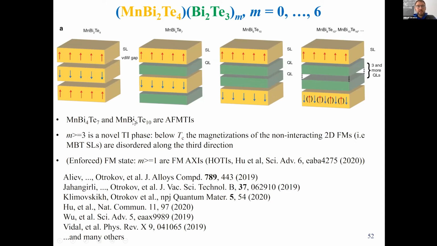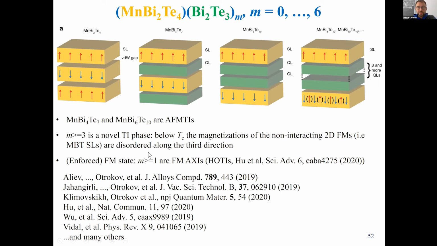There is still the interlayer exchange coupling in this case, but as you can see here schematically, for 3 and more quintuples, the coupling is almost negligible, and therefore there appears some sort of a new topological insulator phase in which, below the critical magnetic temperature, the magnetizations of the non-interacting 2D ferromagnets, septuples of MBT, are disordered along the third direction. And finally, if you apply the external magnetic field, you will reach the enforced ferromagnetic state at some point.